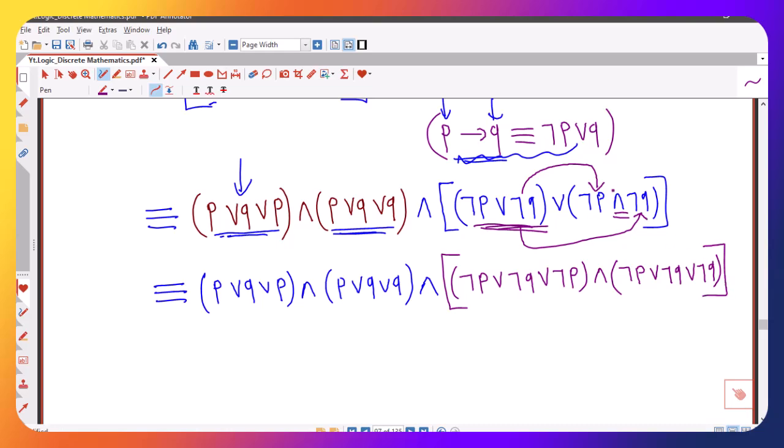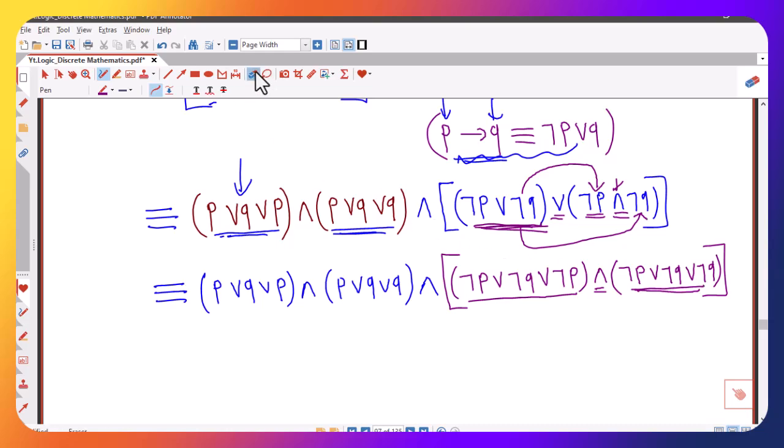AND operator we have written in between. Again we repeat, negation p or q or negation p, this OR is used here. Similarly negation p or negation q or negation q, and this AND operator is in between. Now we can observe that this is also an elementary sum. We have variables and their negations connected by OR operator. This is also an elementary sum.